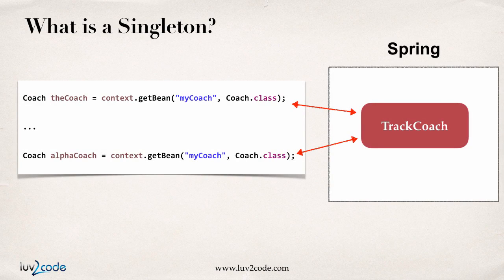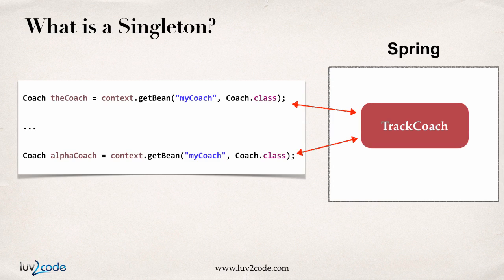Here's a nice diagram to show you this example. In this example, we have coach equals context.getBean, myCoach, and it'll give you a reference to a track coach that you have defined. And then later on in the code, if you do a similar thing, saying context.getBean, myCoach, the same bean ID, then it'll give you a reference to the same bean. We have these two object references here, and they point to the same area of memory, or the same bean. So again, Spring makes use of a singleton. It'll create only one bean and then share it for everyone who requests that bean.